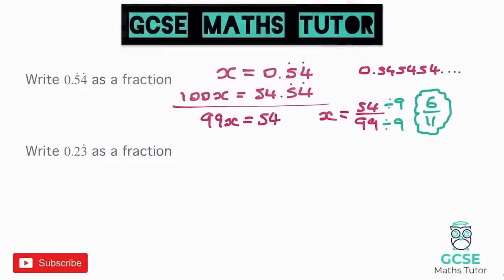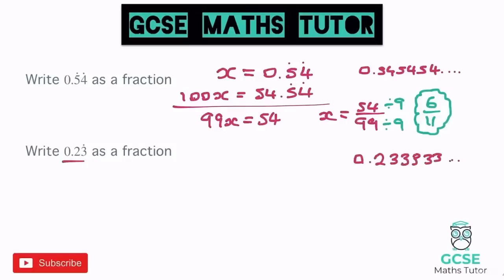Now on to the one below. It's only got 1 recurring decimal, but it's a bit of a nasty one. So if we think about what this decimal actually looks like, 0.23 with the dot above the 3, that's 0.2 and then a recurring set of 3s. It's not a full repeating pattern of 2, 3, 2, 3, 2, 3.